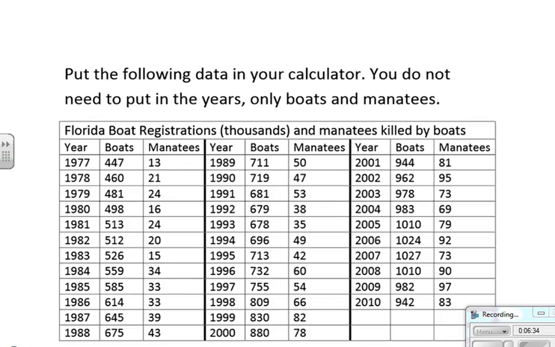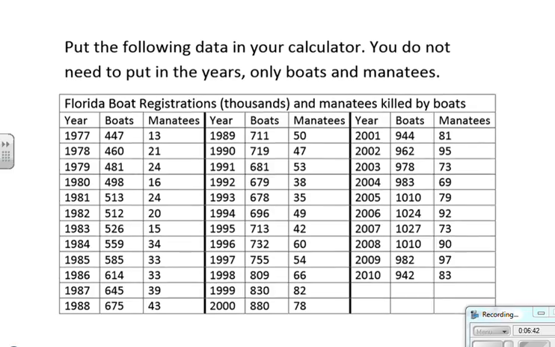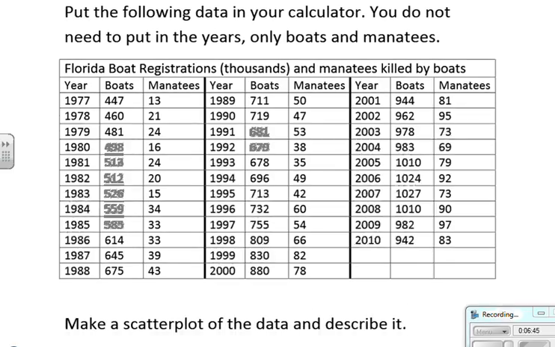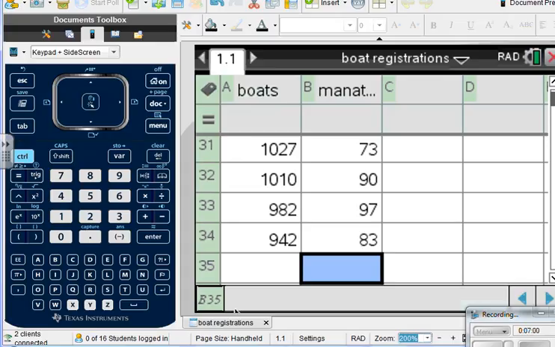All right, so we are going to get some data in our calculator so we can look at some scatter plots. Okay, you do not need to put in the years. Make a list of boat registrations and a list of the number of manatees that were killed that year by boats. And yes, we can pause the video while you all do that. Okay, so again, you don't need years, just boats and manatees. Chunk them in your calculator.